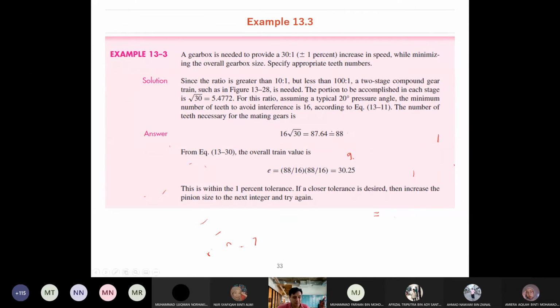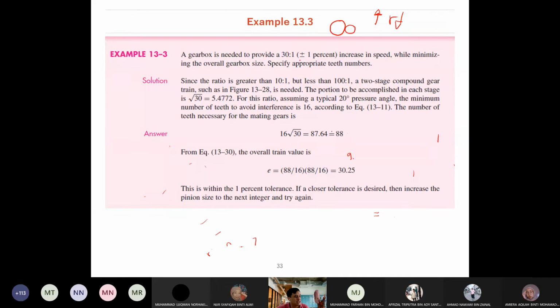30 to 1 increase in speed. Okay, you can imagine that kalau dia kata increase in speed kan, saya bagi idea kalau increase in speed, biasanya gear belakang yang kedua tu mesti kecil lagi. Betul tak? Sebab kalau increase speed, kalau speed tinggi kan, mesti radius dia ataupun diameter dia jadi rendah.